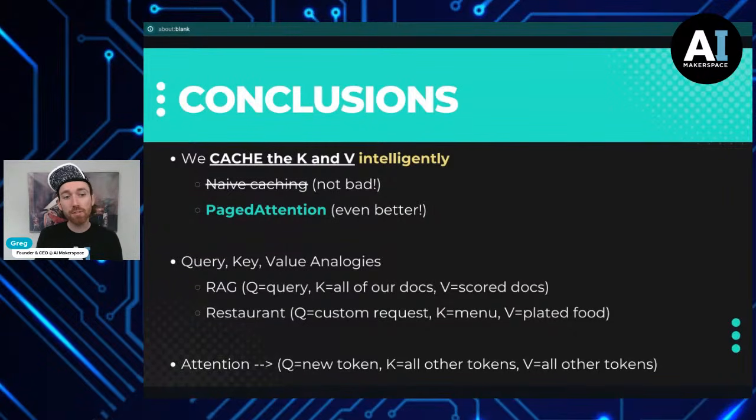We saw some analogies for the QKV. We saw a RAG analogy where Q is the query, K is all of the docs you might want to find similarity to, and V is the scored docs. Keeping all of the scored docs in memory probably makes more sense than rescoring all the docs all the time. The restaurant analogy is the custom request, the menu in the server's mind, and then the value is the plating of the food, which is also represented by the menu. And we saw that attention has that new token where K and V are the same. They are all other tokens.